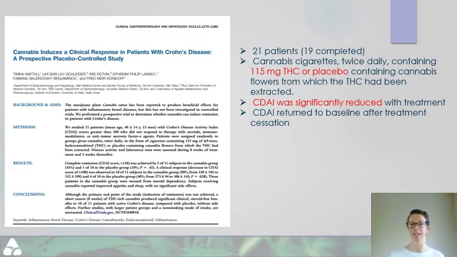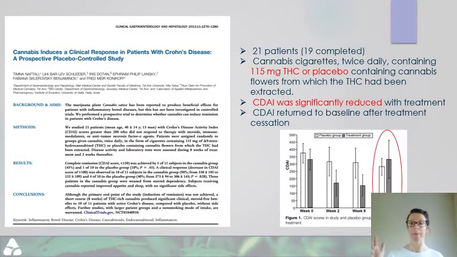So it kind of indicated that once they stopped using the cannabis, they went back to how bad they were in the first place. So this graph just shows you there the placebo group are in the white column, and the cannabis smoking group are in the greyed column. And with each week, so at week 2 and at week 8, you can see that the CDAI score is significantly lower in the patients who'd used cannabis.